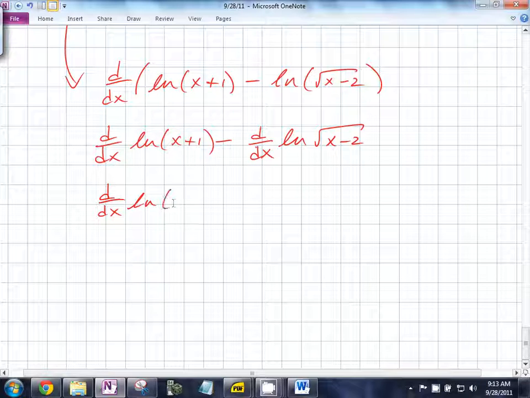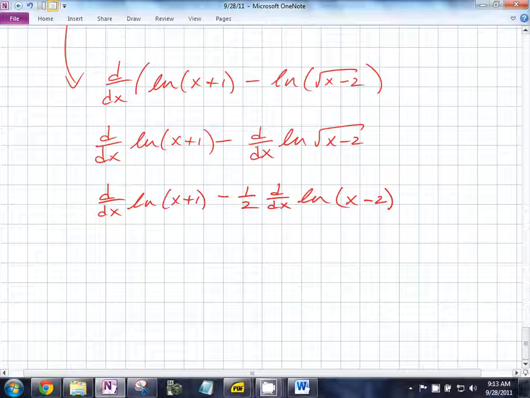That's nice because we clean that, we flatten that out. So if we do the derivative here, what's the derivative of ln of x plus 1? It's 1 over x plus 1, times ln e. 1 over x plus 1 minus 1/2 of 1 over x minus 2. Done. Did we have to use the quotient rule? No. Do we like that?